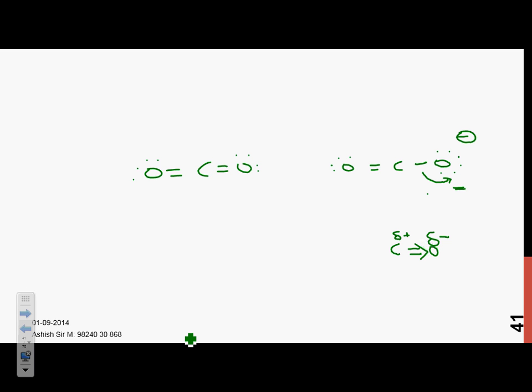Let's continue. See here, electron pair is just pulled, and here electron pair is shifted. There is a difference. So it develops negative charge, and this carbon develops positive charge. Okay, but now the octet of carbon has been disturbed. It has only 6 electrons. So because of that, what will happen?